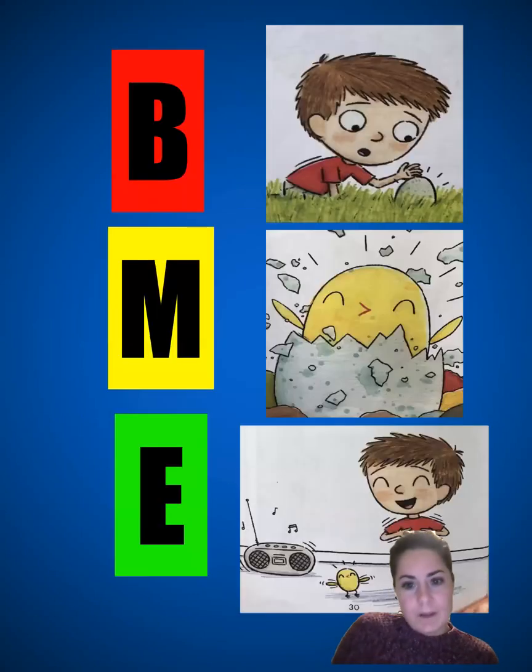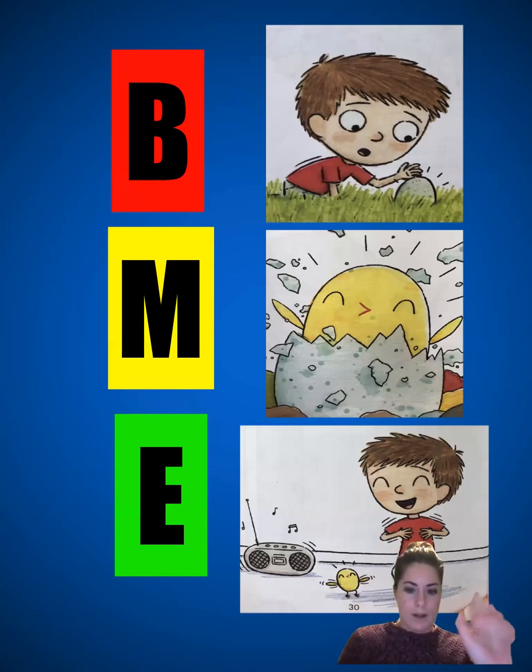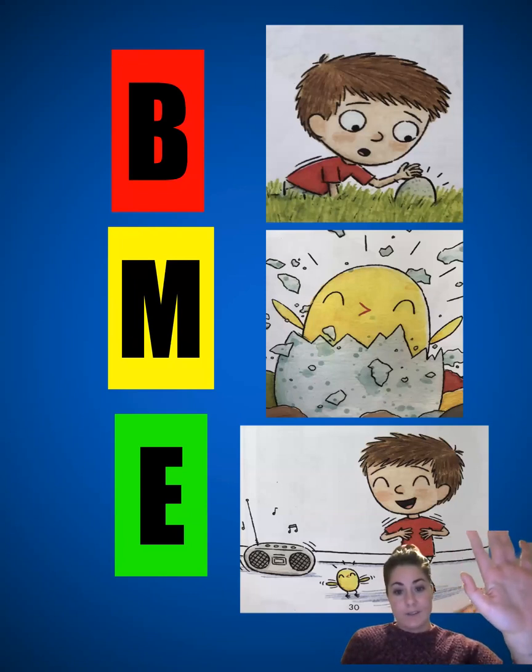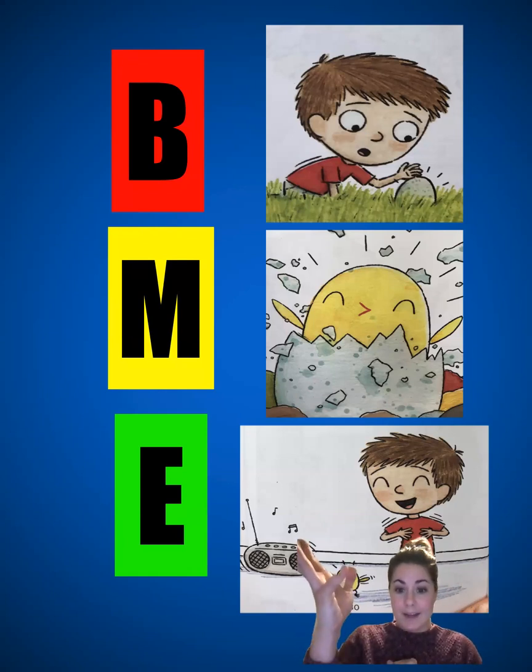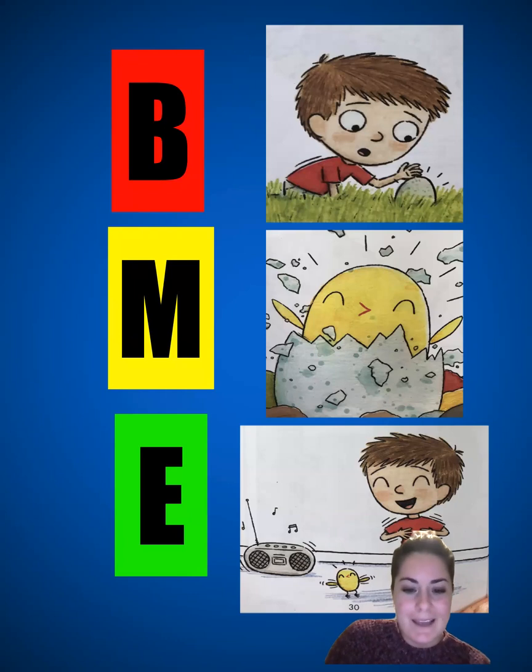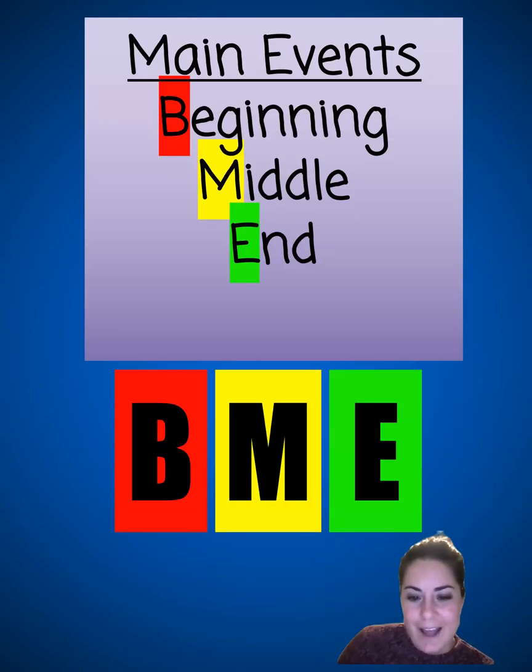So if we were going like the pictures, kind of like what you're doing in writing, where you have the three pictures, right? And you're writing words to go with it. There's that first picture. He finds an egg. First, he finds an egg. Middle. Next, the chicken pops out, right? And lastly, that ending, right? And then Max is happy. He's dancing with his new pet chicken. Nice. BME. Very good job. The BME, beginning, middle, and end. You can do it, okay?